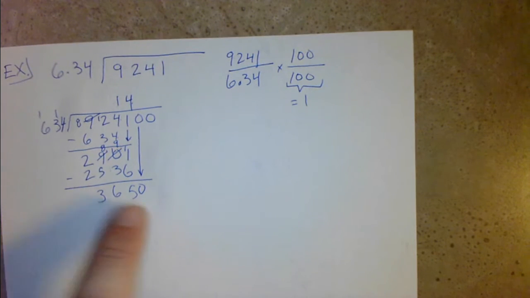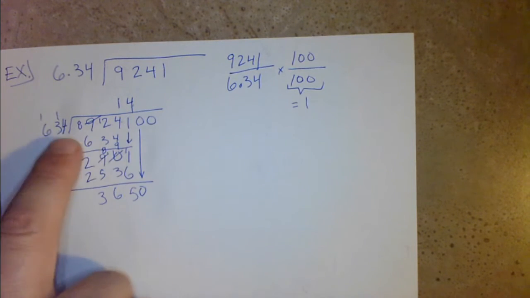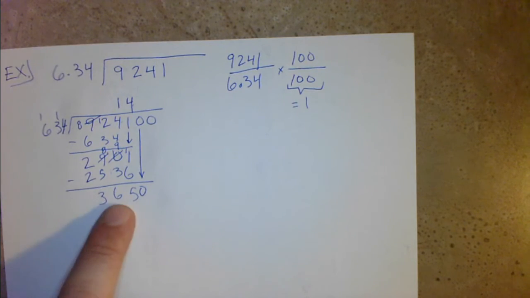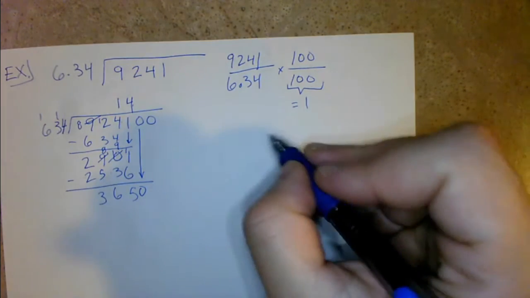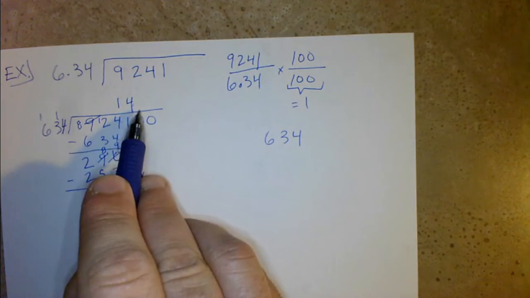Okay, if you don't believe me, go ahead and throw a 6 up there. It's not going to work out for you. You're going to get a number when you multiply 6 by 634, it's going to be bigger than 3,650. Let's just do it right real quick on the side here. 634, let's say you wanted to put a 6 up here.